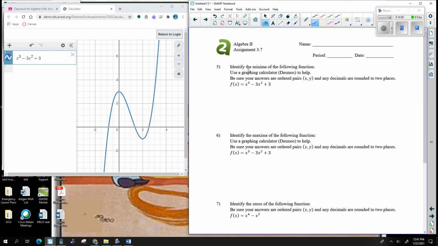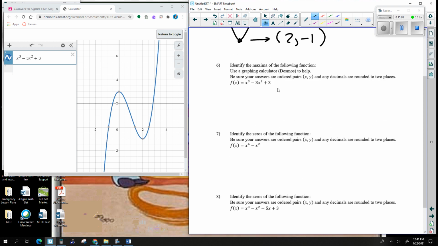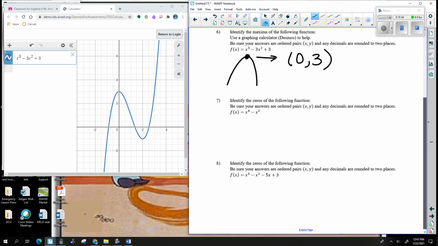Identify the minima. Same equation. Minima. Bam. It's at (2, -1). Again, the minima is the bottoms of any valleys, and this one occurs at (2, -1). That is the minima in that situation. What is the maxima? Maxima is the tops of any hills, and so I see that the top occurs at (0, 3). That is the maxima of that equation.